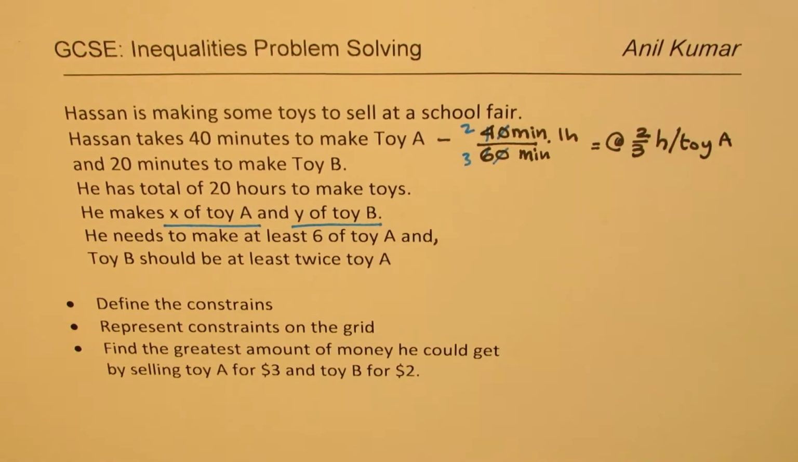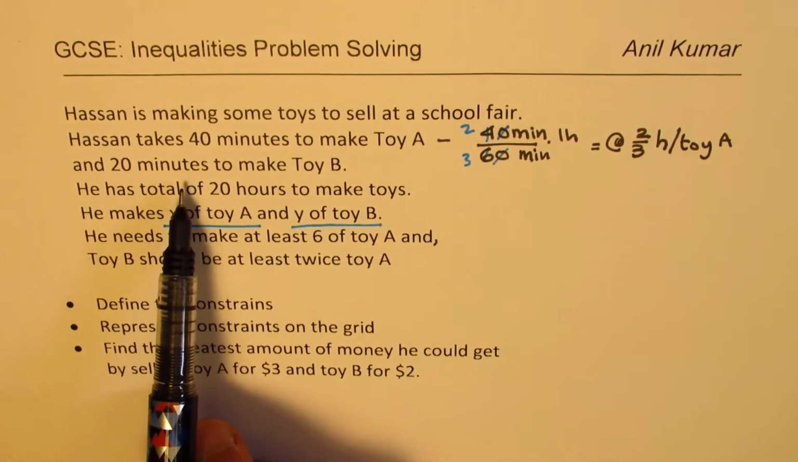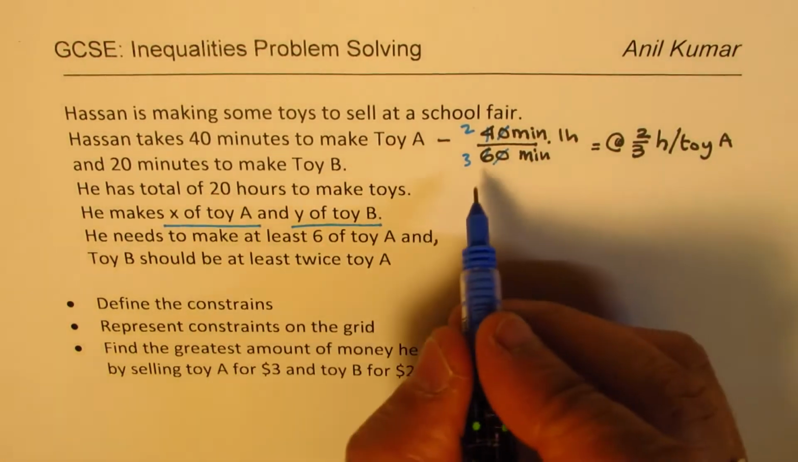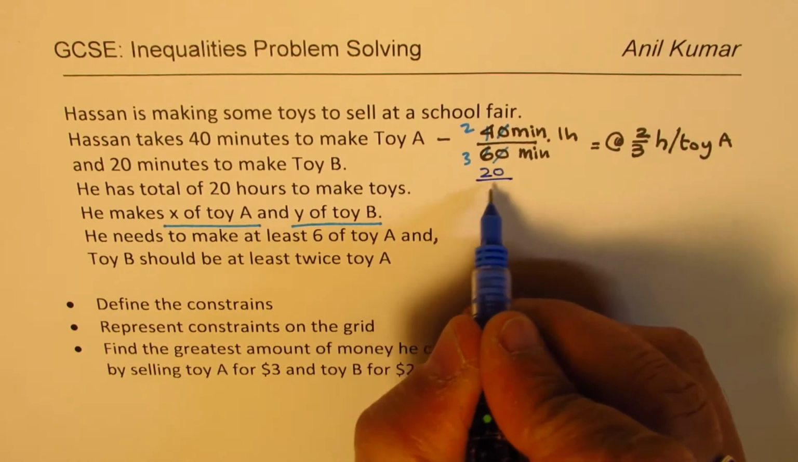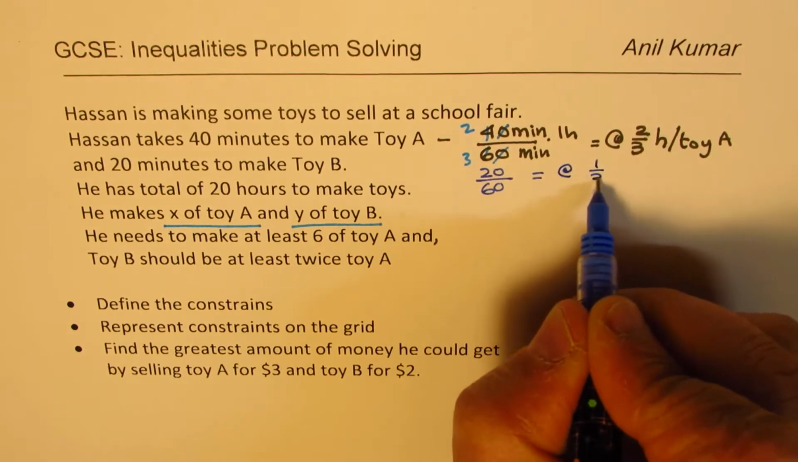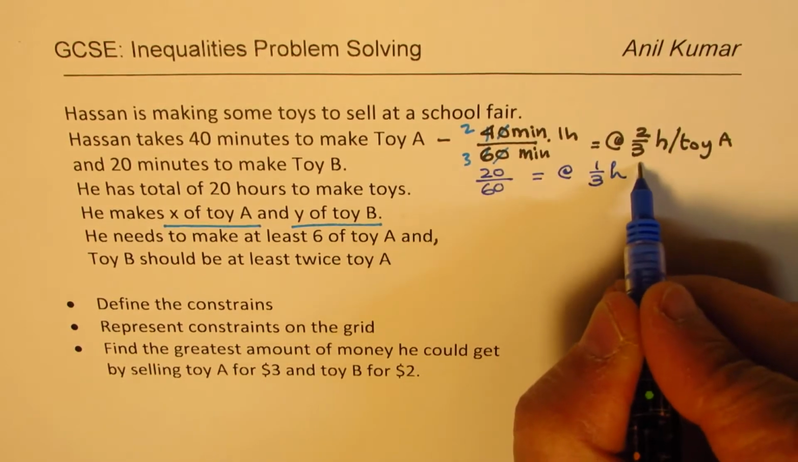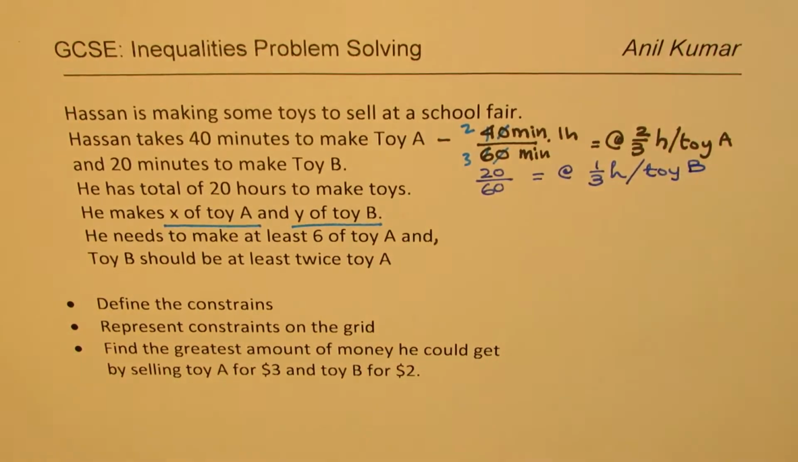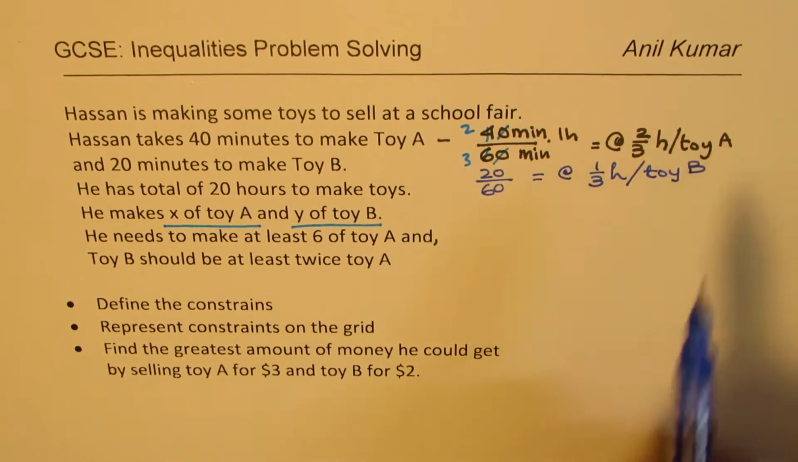Is that clear? Now 20 minutes to make toy B. So that means, let's use another ink. 20 minutes means again we'll do 20 divided by 60. So that gives the rate of 1/3 of an hour. In 1/3 of an hour, he could make toy B. Right. In 2/3 of an hour, he makes toy A.